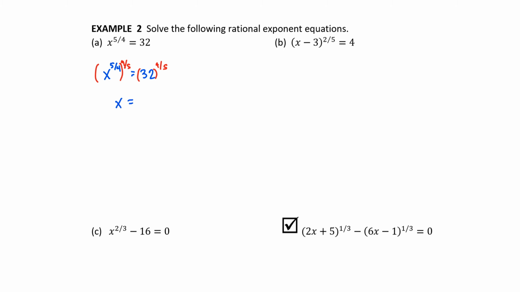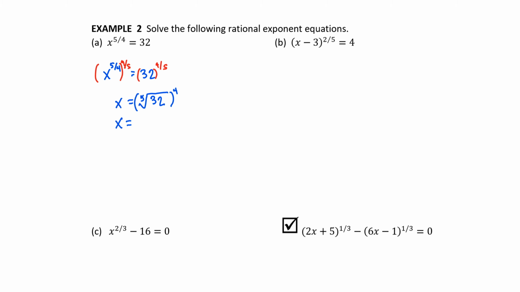Over here on the right side, we have 32 to the 4/5 power. We need to evaluate this. To evaluate this, I'm going to rewrite this in radical form. So the base of the exponential expression becomes the radicand, or the number that lives in the house. The denominator of the rational exponent becomes the index of the radical, and the numerator of the rational exponent becomes the outside exponent. So in order to evaluate 32 raised to the 4/5 power, we can think of it in radical form, the 5th root of 32 to the 4th power.